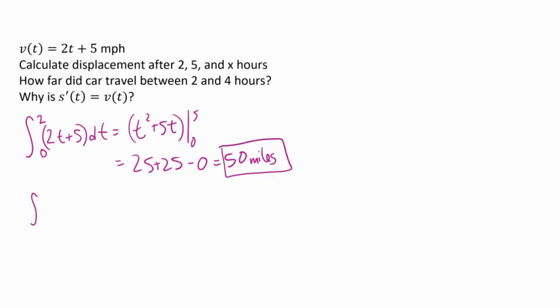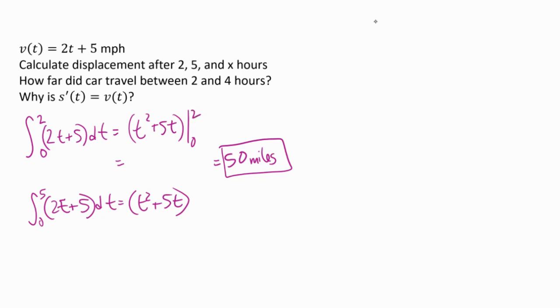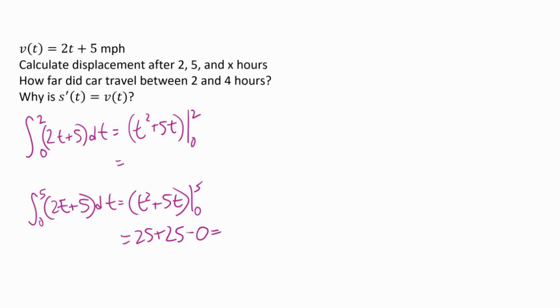Okay, 5 hours. I'm going to do the same thing. 2t plus 5 dt. I already have my antiderivative, but this time, oh, I just realized I switched. I could remake this video, but I'm not going to, because now I already know that this will be 25 plus 25. I hope you caught that. So this one was 50 miles. Switched my bounds, middle of the problem. Okay, so when I plugged in 2, I got 4 plus 10 minus 0, so that's 14 miles. There we go.